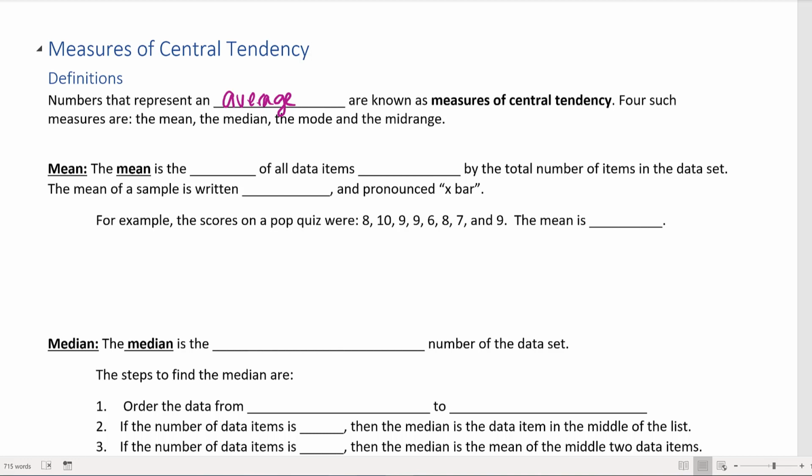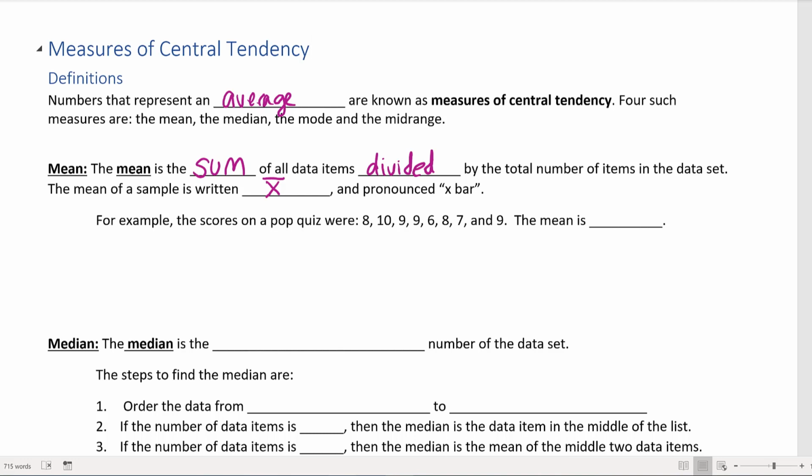First, we're going to talk about the mean. The mean is the sum of all data points divided by the total number of items in the data set. The mean of the sample is written an X with a line on top of it and pronounced X bar.